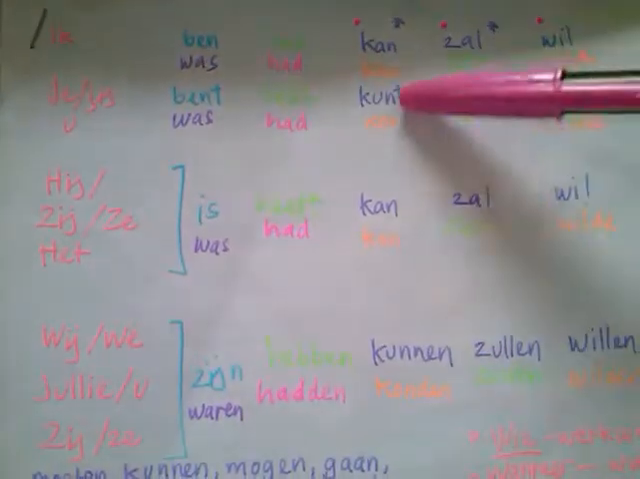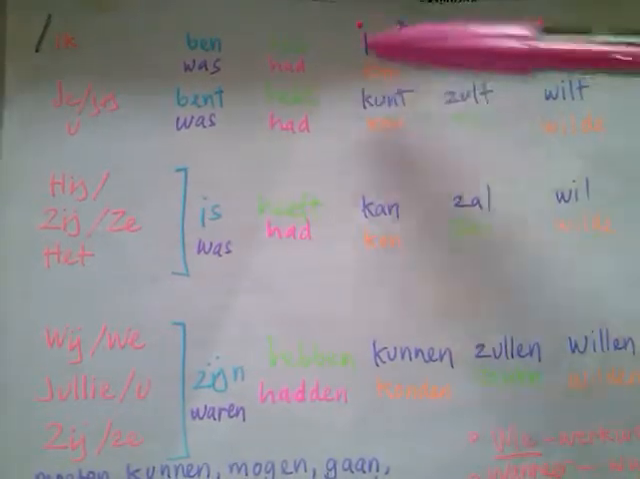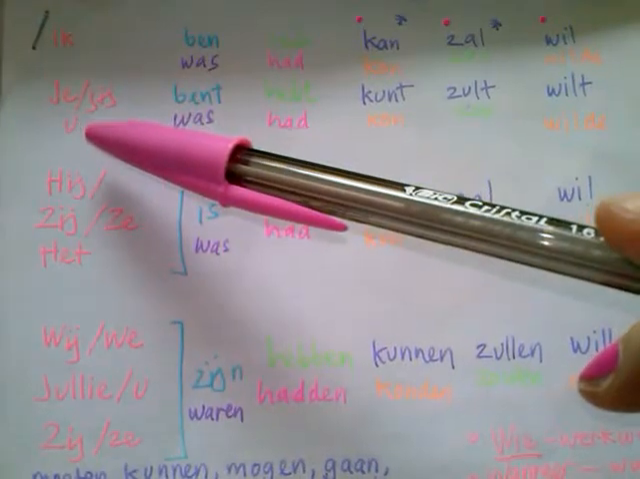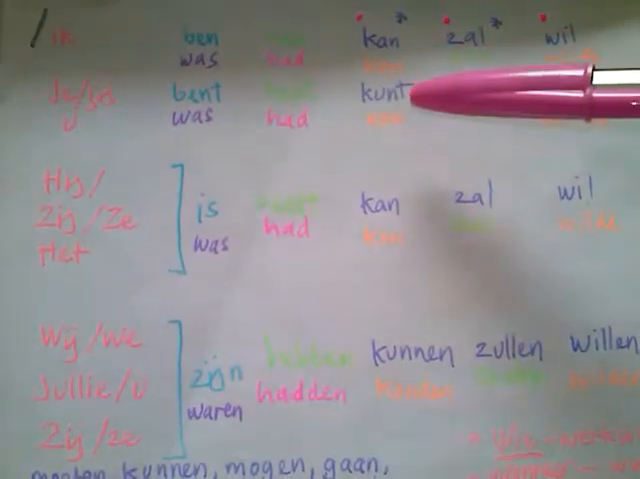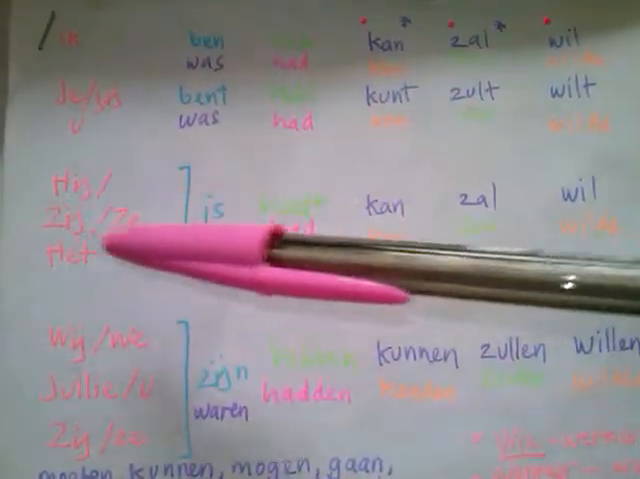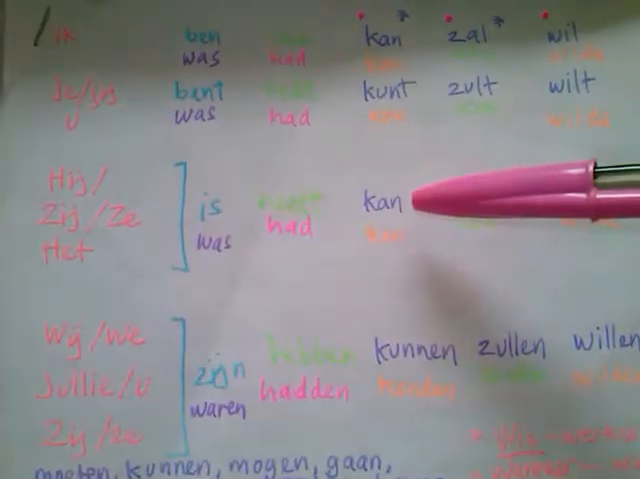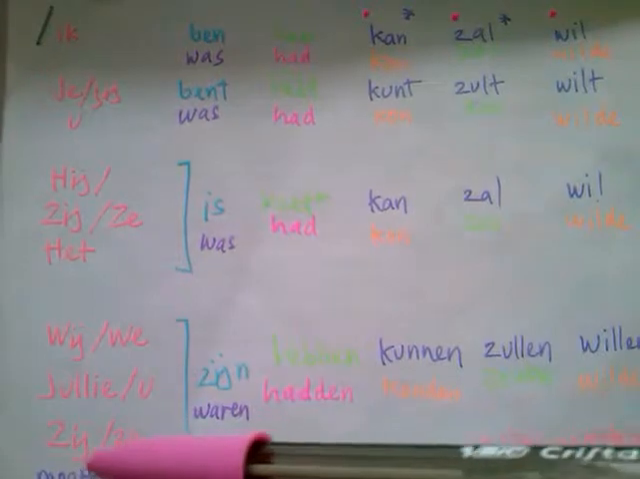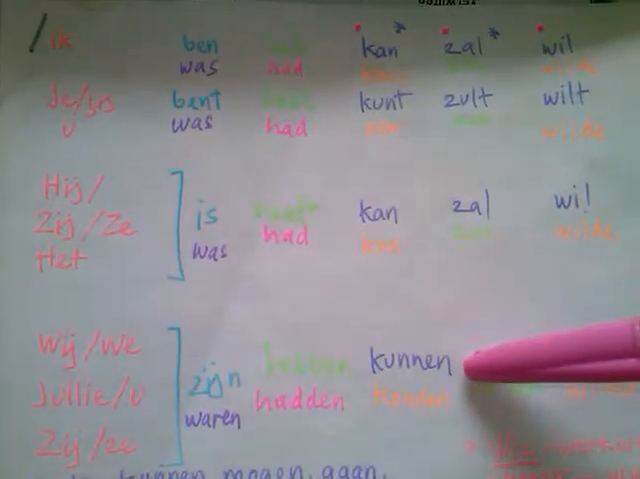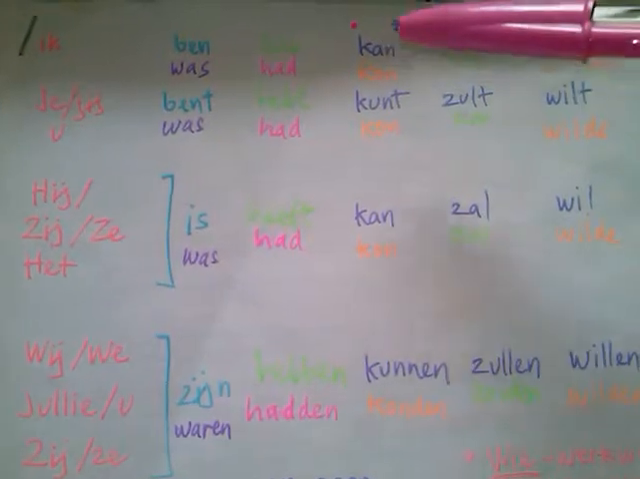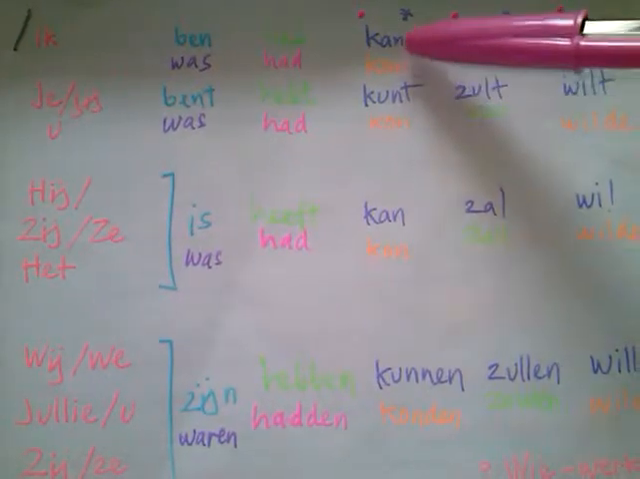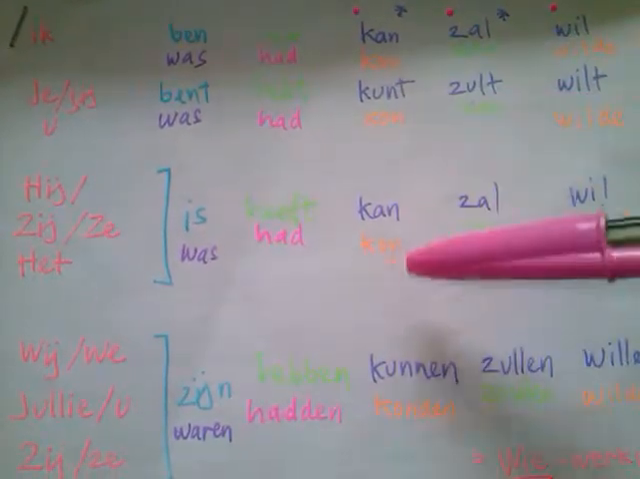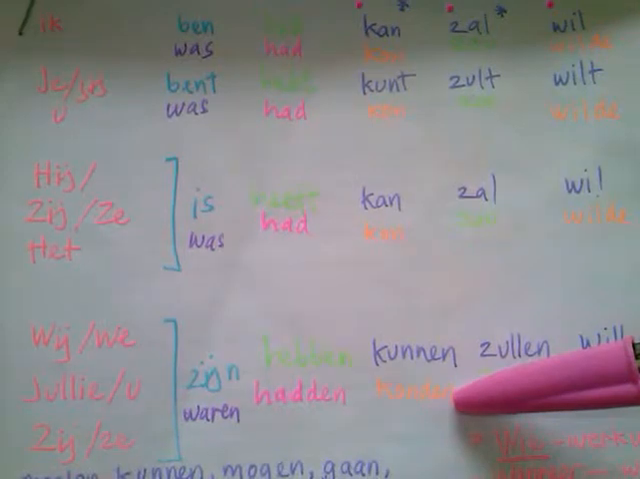Ik kan. Jij, u, kunt. Hij, zij, ze, het, kan. Wij, we, jullie, u, zij, ze, kunnen. The past one for kan is konden.